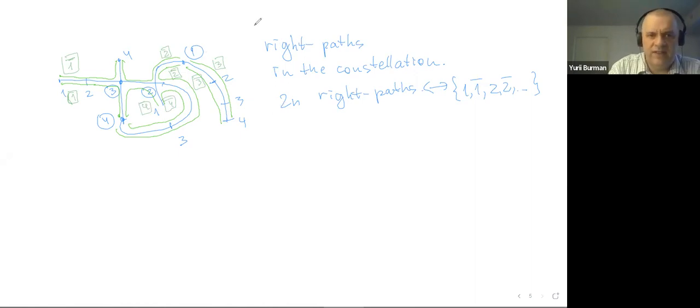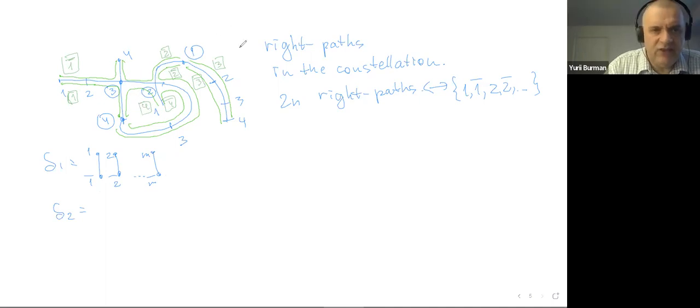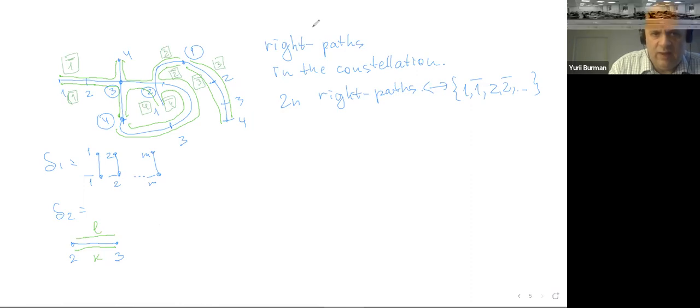Okay. So my first pair matching delta 1 is always standard. It's 1, 1 bar, 2, 2 bar, and so on, m bar. Then delta 2 will be the pair matching that matches right paths sharing the segment joining 2 with 3. So if this one is the right path K, and this will be the right path L, our pair matching delta 2 will have the match KL.